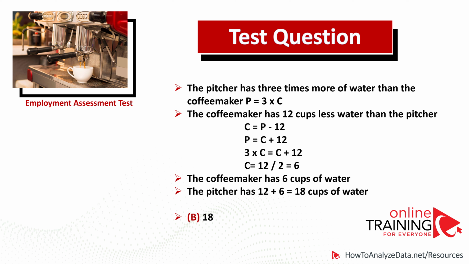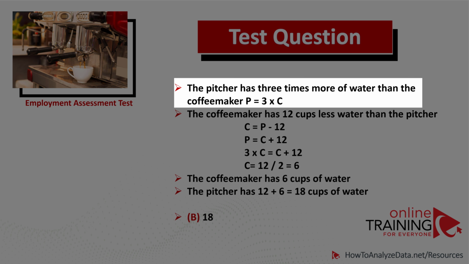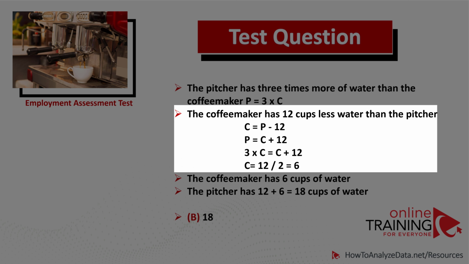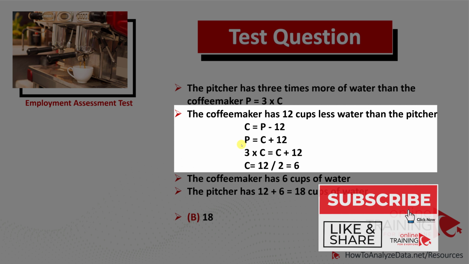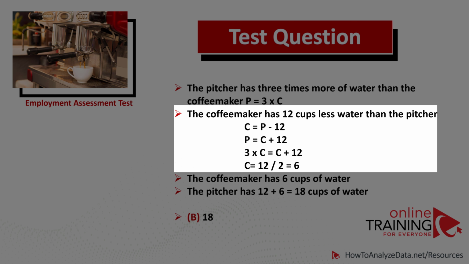To solve this challenge, let's use formulas, and we will have P for pitcher and C for coffee maker. So the first statement, that the pitcher has 3 times more water than the coffee maker, would be equivalent to the formula P equals 3 multiplied by C. The statement that the coffee maker has 12 cups less water than the pitcher would be an equivalent of C equals P minus 12.